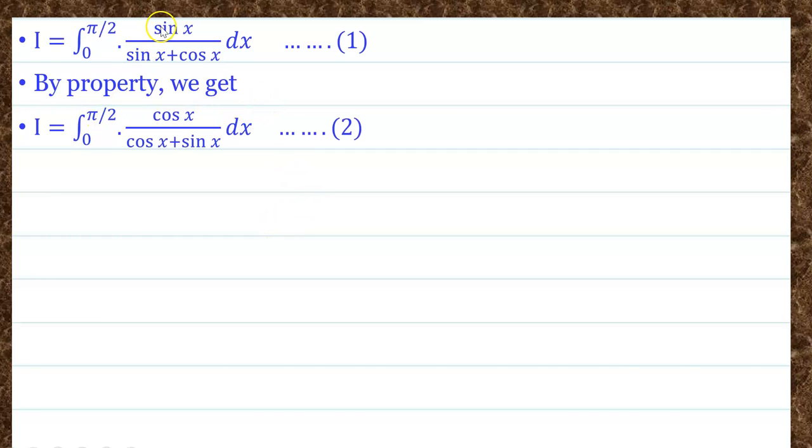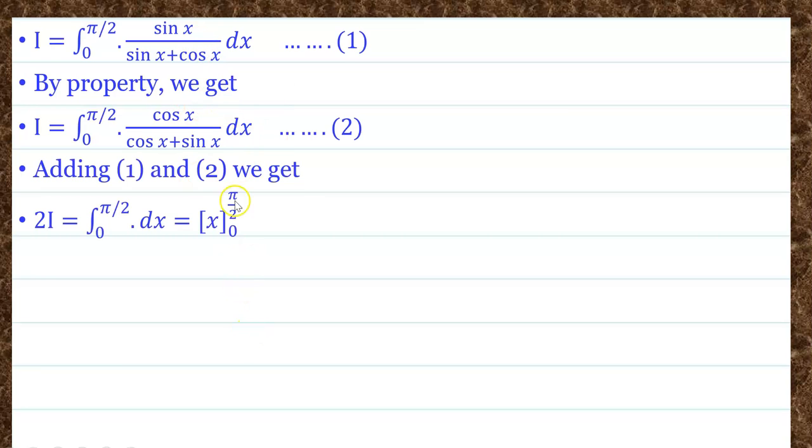Now here this x is replaced by pi by 2 minus x. Sin of pi by 2 minus x, you will get cos of x. This sin of x, where x is replaced by pi by 2 minus x, you will get cos of x. आणि या cos x च्या बाबतीत देखील you will get sin x. Okay, then add this I1 and I2, दोन्ही आपण त्या ठिकाणी ऍड करणार.